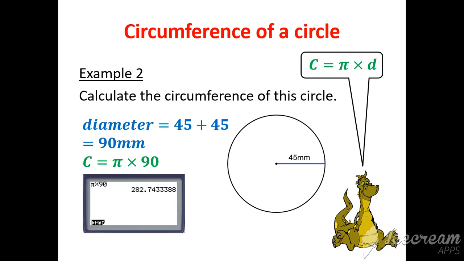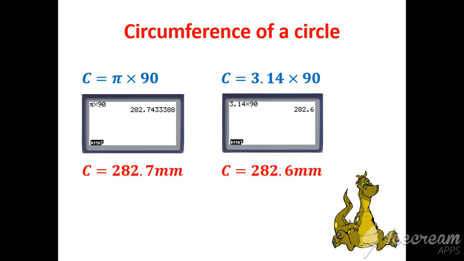So grab your calculator and go pi times 90 to get 282. Let's round it to one decimal place again. 282.7 millimeters is the circumference of that circle. Again, if you choose to use just 3.14, you'll get a slightly different answer, but that's perfectly fine.